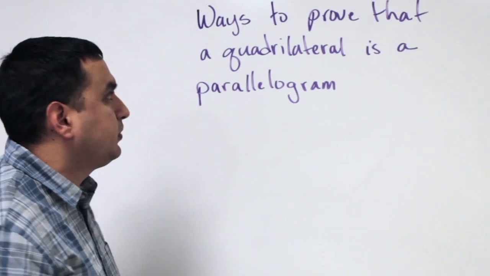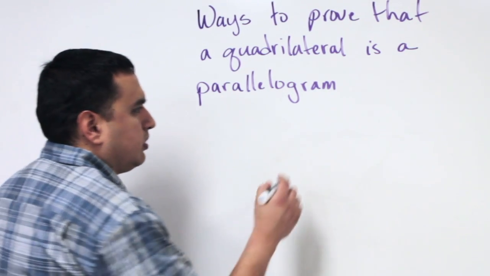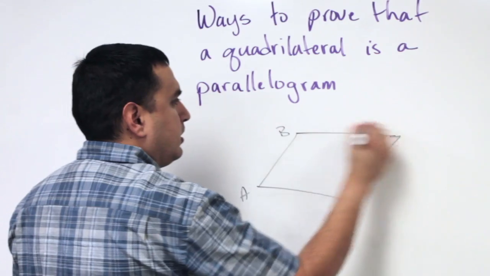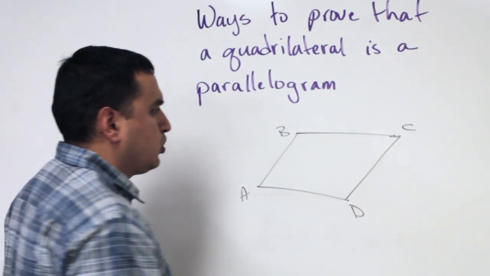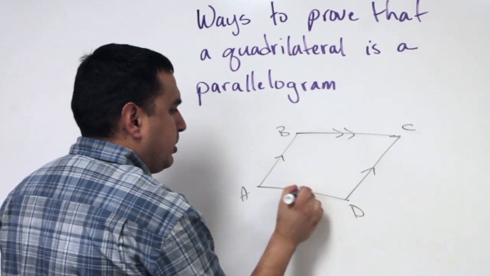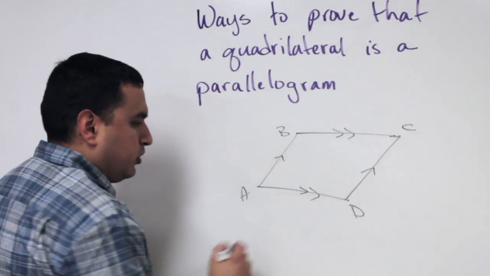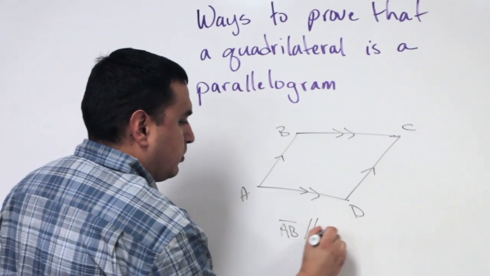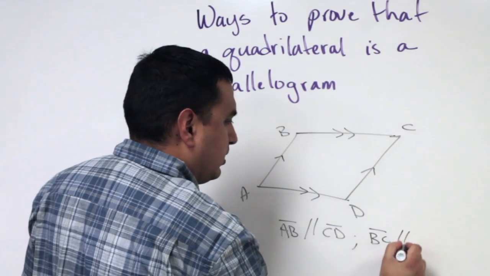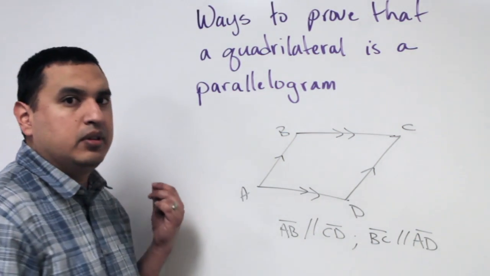Okay, so today we're talking about different ways to prove that a quadrilateral is a parallelogram. The first one I'm going to show you is just the definition of a parallelogram. If you're given some quadrilateral ABCD, and you can show that segment AB is parallel to segment CD, and that segment BC is parallel to segment AD, then you know that you have a parallelogram. Let me just write it out. Segment AB is parallel to segment CD, and segment BC is parallel to segment AD. If you can show these two statements, that means you have a parallelogram.